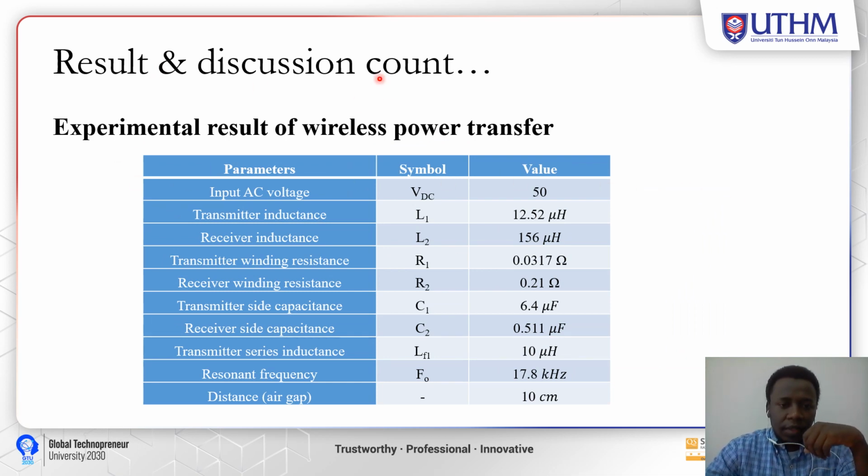So now we move to the experimental result, and here are the parameters for the experiment. We use an input voltage of 50 volts, and we have the primary and secondary inductance, primary and secondary resistance, the winding resistance, and the primary and secondary compensation capacitors. The maximum distance is around 10 cm.